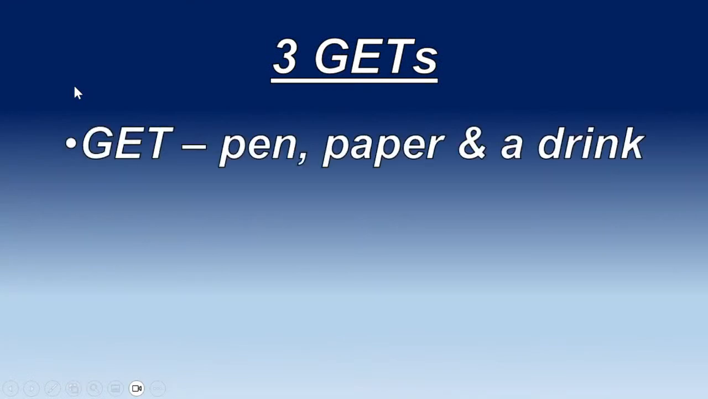First, I call them the three gets. Get number one, get a pen and a piece of paper, and something to drink, of course, if you'd like. But a pen and a piece of paper are very important. I'm going to ask you to write a few things down in a little bit, so that will help.